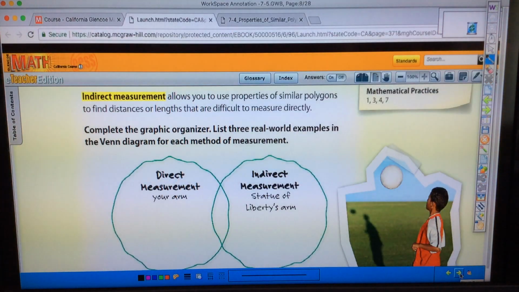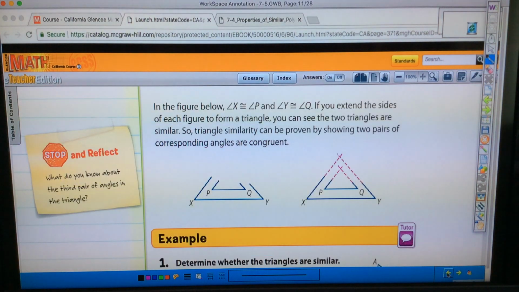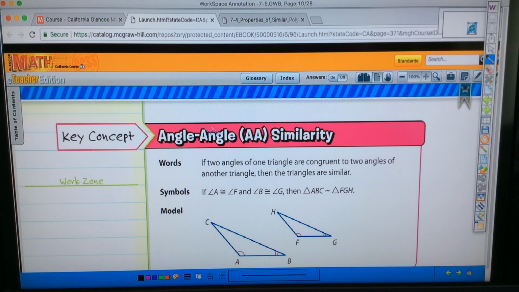Okay, so let's take a look at angle-angle similarity. By the way, it just says what we just talked about. If two angles of one triangle are congruent, meaning they have the same measurement, to two angles of another triangle, the triangles have to be similar. In plain English, if they have two angles in common, they have to have a third angle in common, which means they are similar.